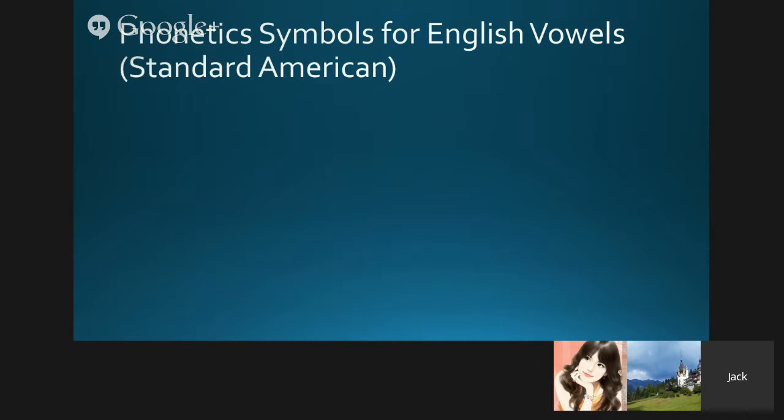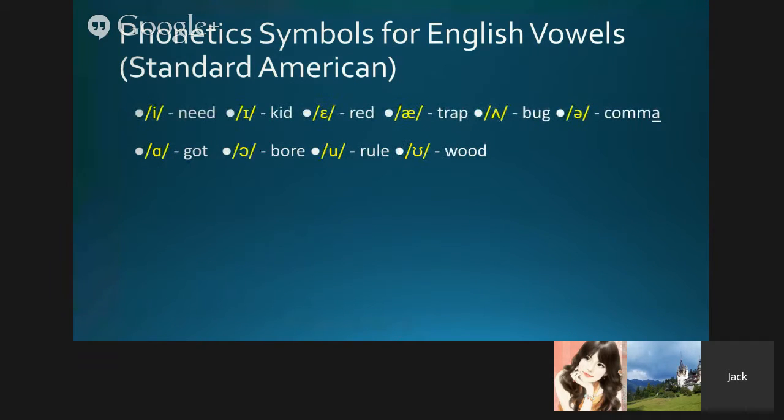Here are the English vowels. We're going to be going over the standard American vowels because those are the vowels I know and can best teach. First, we have these ones. This little lowercase i is the E sound in need. Then this uppercase I makes the I sound of kid.